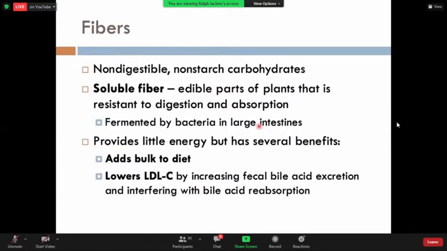Okay, another one would be the fibers. So for the fibers, these are your non-digestible, non-starch carbohydrates. So in other words, when we take it in, our body cannot break it down and absorb it. Now we have what we call soluble fibers, or these are edible plant parts that are not digested in our body, but rather once they reach the colon, they are fermented and broken down by the colonic bacteria.